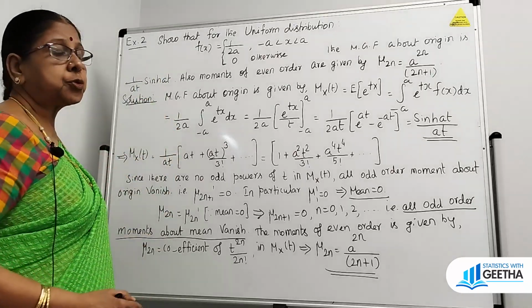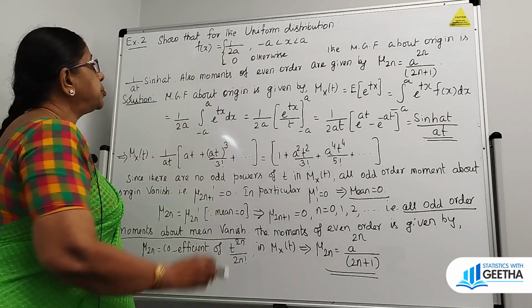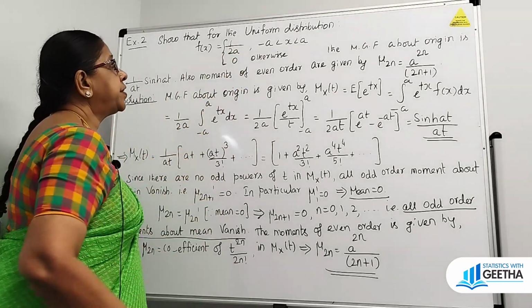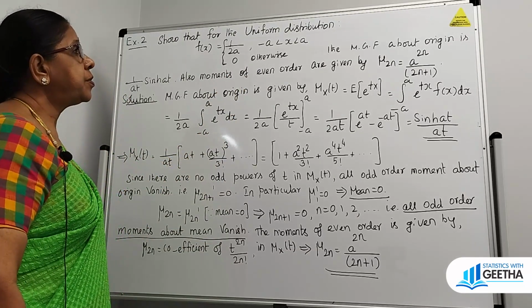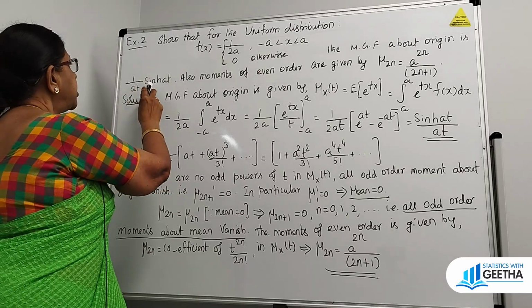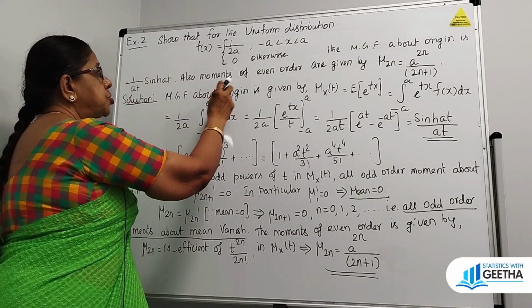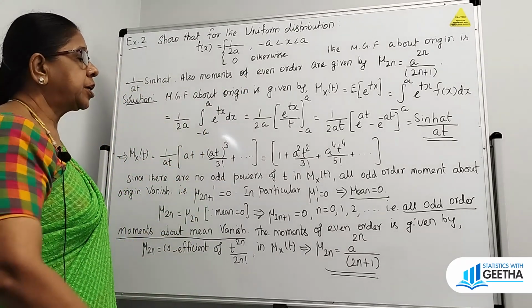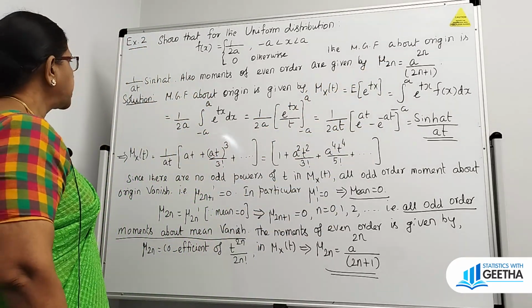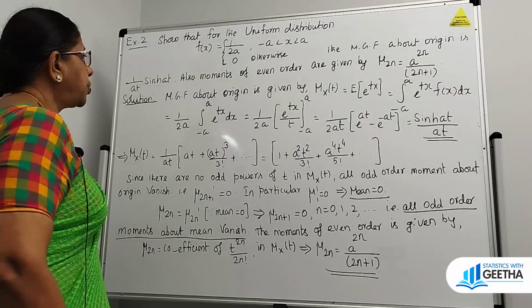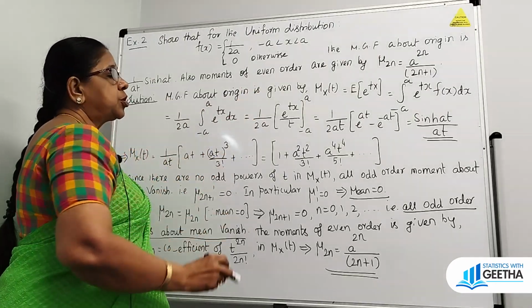Next, exercise number 2. Show that for the uniform distribution f of x equal to 1 by 2a, where minus a less than x less than a, 0 otherwise, the MGF about origin is 1 by at into sinh at. Also moments of even order are given by mu 2n equal to a power 2n by 2n plus 1. So in the solution we are going to prove this. First we find the MGF about origin.